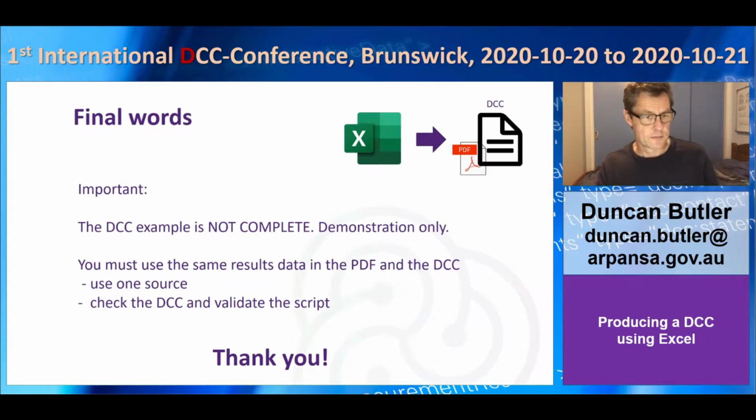So finally, key things about this example: the DCC, it's not complete. It doesn't contain all the data that is in that spreadsheet. I didn't finish it, basically. It's for demonstration only of how you do things. And I'm sure everyone involved with the DCC would like you to make sure that if you are going to embed a PDF in the DCC, they should both use the same source of data, which they do in this case. They're all coming from those yellow fields. You don't want to have different data going in.